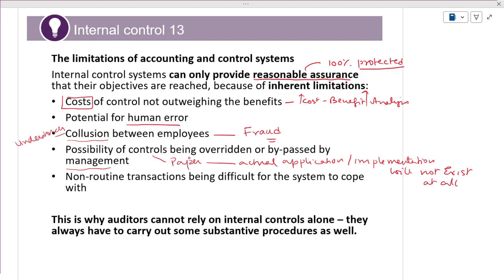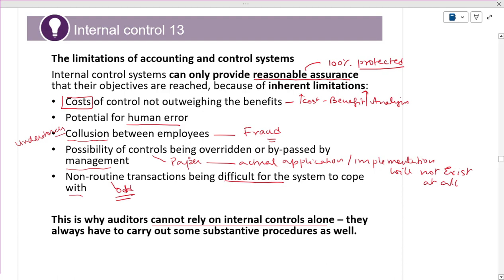At the ground level, non-routine transactions are difficult for the system to cope with. Once in a while, odd transactions. We are building a system which is very automated, very customized, and we are giving inputs. Only the inputs will be tested. If something comes out of the box, it will be very difficult. This is why auditors cannot rely on internal controls alone.